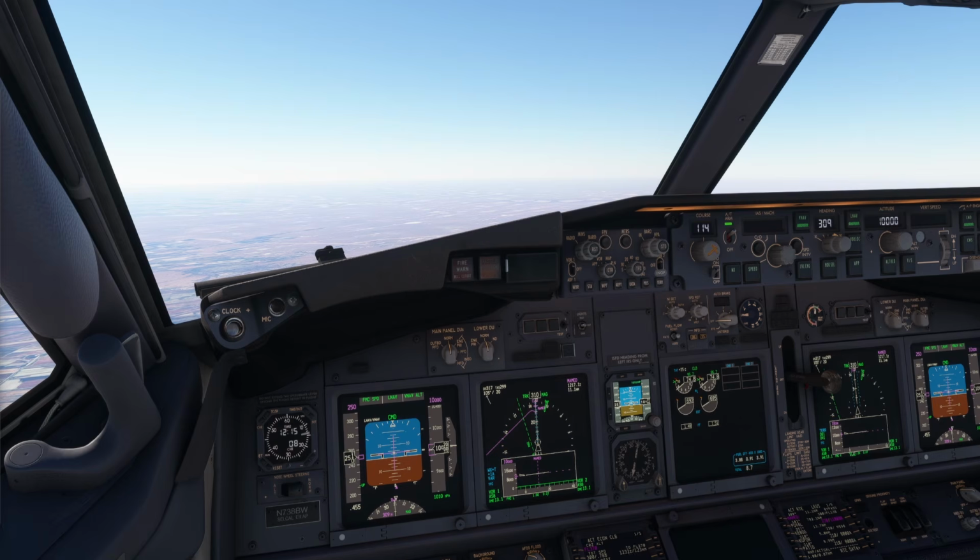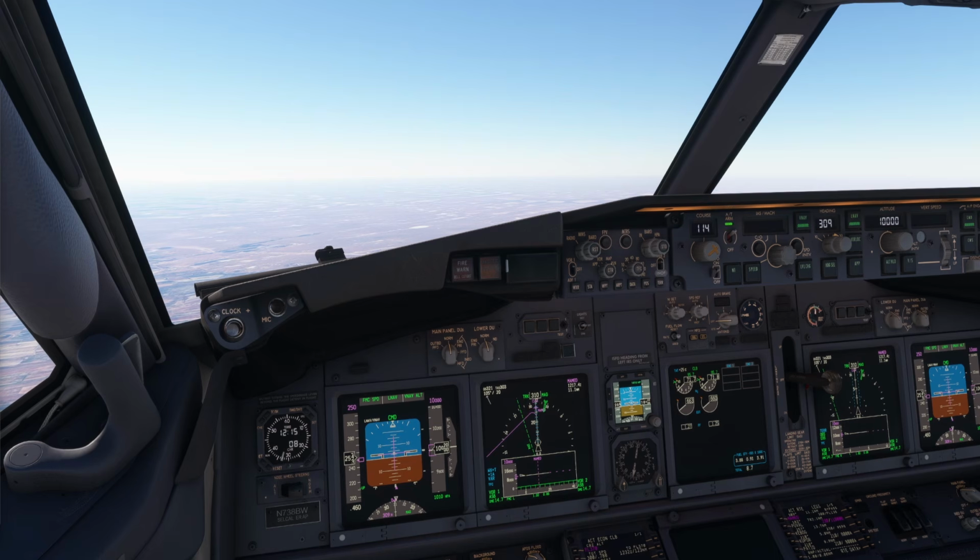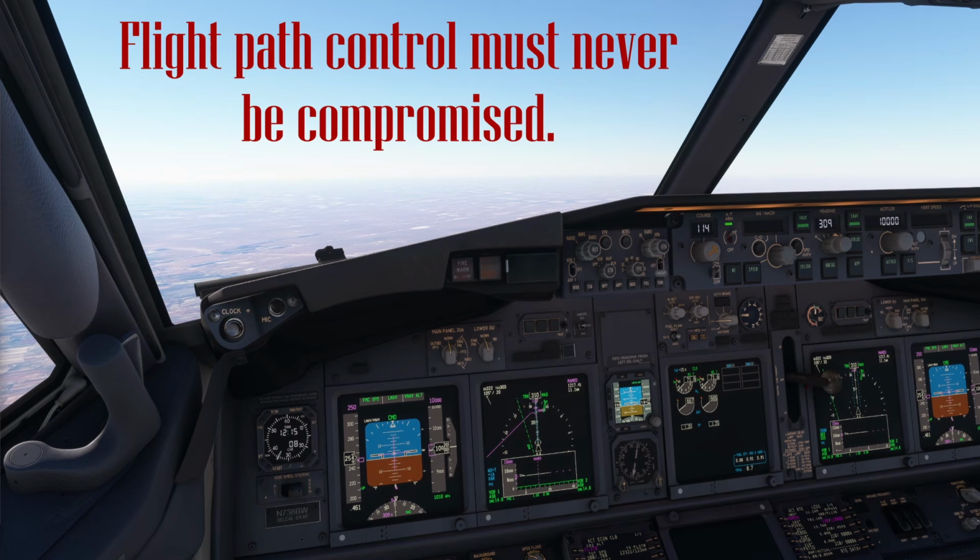Non-normal checklist use starts when the airplane flight path and configuration are correctly established. Only a few situations need immediate response. Usually, time is available to assess the situation before corrective action is started. All actions must then be coordinated under the captain's supervision and done in a deliberate, systematic manner. Flight path control must never be compromised.